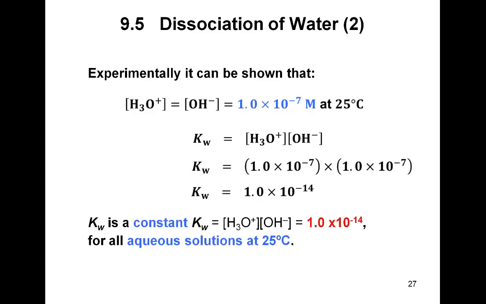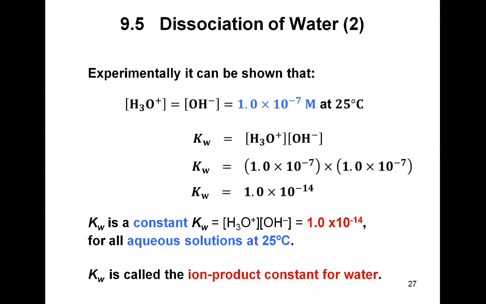And so Kw is a constant. It's always equal to 1 times 10 to the negative 14 for all aqueous solutions at 25 degrees, not just pure water. It happens that all aqueous solutions have this value staying true. And so it's only in pure water that the hydronium ion concentration equals the OH- concentration. But in most solutions, they are not equal, but the product of their concentrations stays equal to 1.0 times 10 to the negative 14.